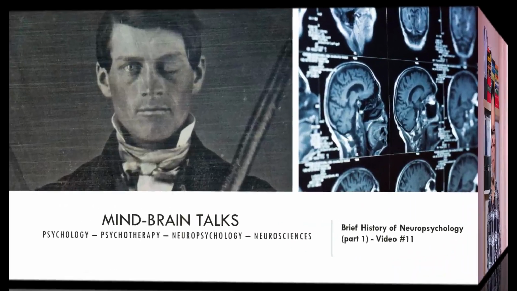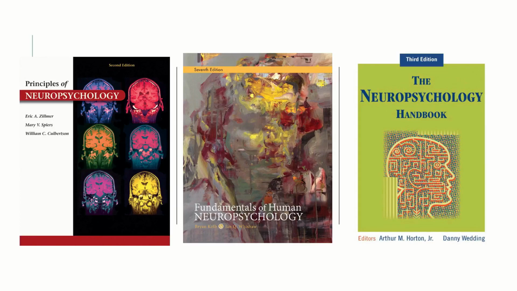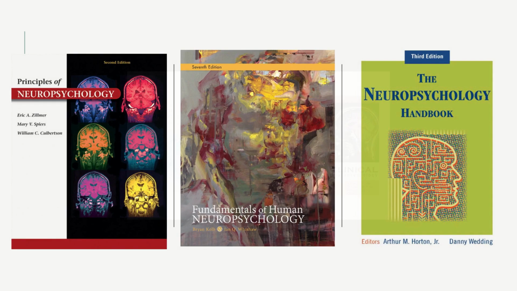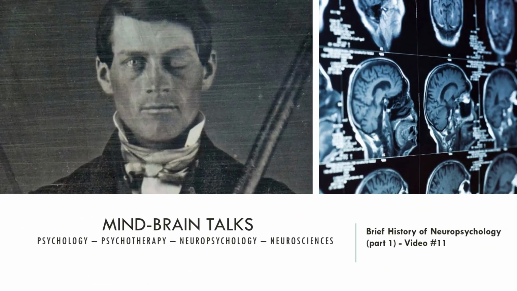These are the 6 manuals that I used to develop this video. So, let's go see them. The first is Principles of Neuropsychology. The second, Fundamentals of Human Neuropsychology. The third, the Neuropsychology Handbook. The fourth, the Handbook of Clinical Neuropsychology. The fifth, Neuropsychological Assessment by Lezak, which is a very good manual. And the sixth, Clinical Neuropsychology by Laura Goldstein and Jane McNeil.